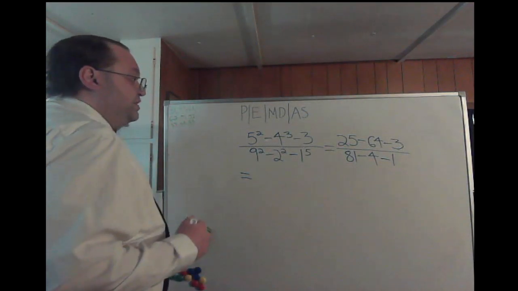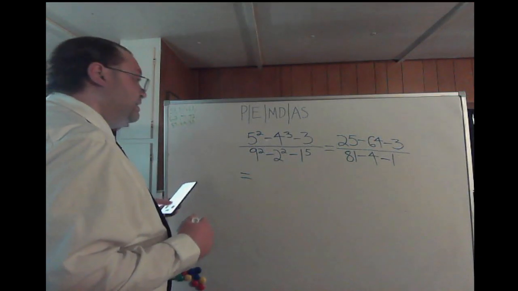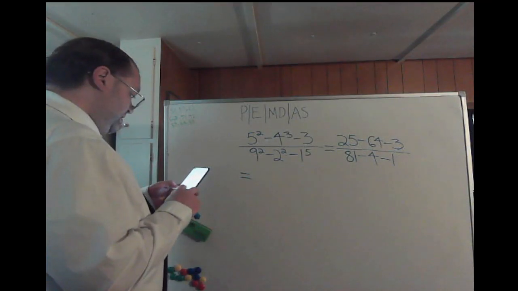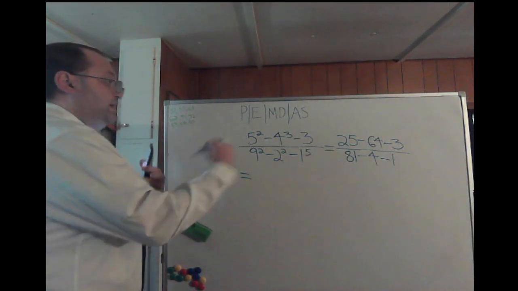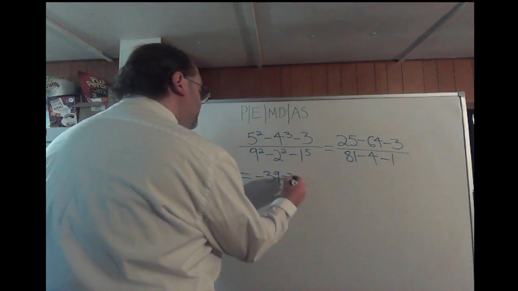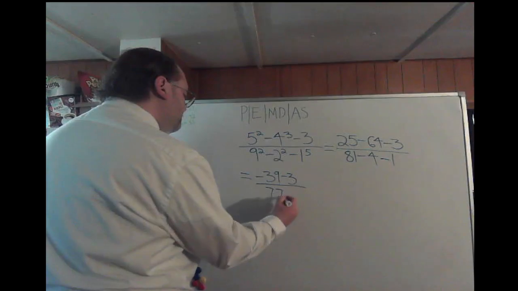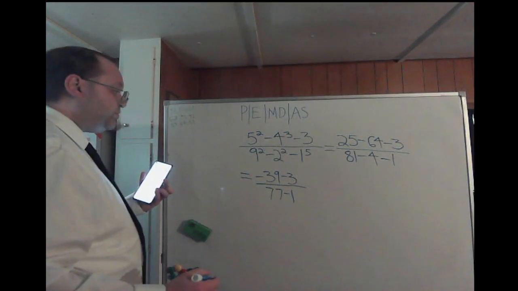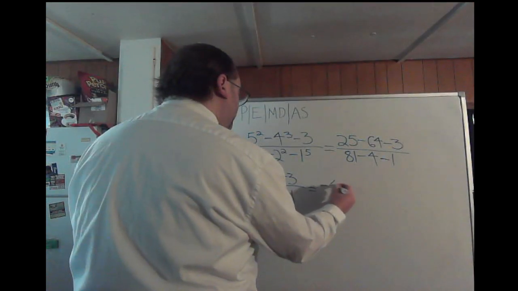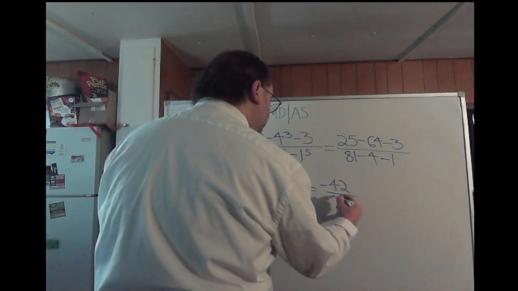Yes, I'm going to cheat. I'm going to use a calculator here. That would be negative 39. So you'll have negative 39 minus 3 over 81 minus 4. That's 77 minus 1. So negative 39 minus 3, that's going to be negative 42 over 77 minus 1. That's 76.